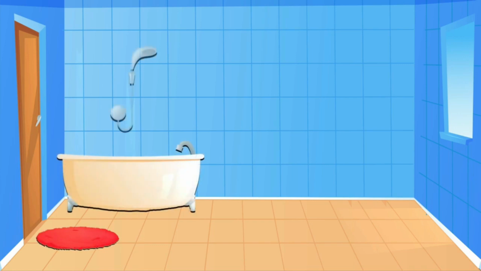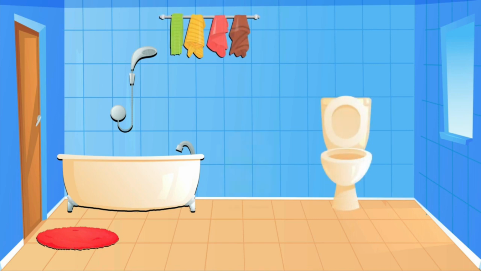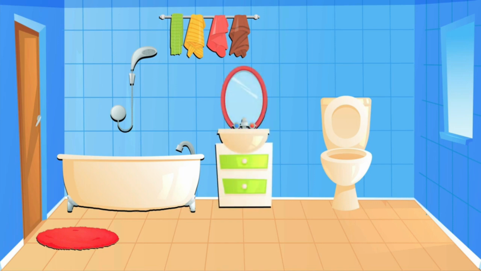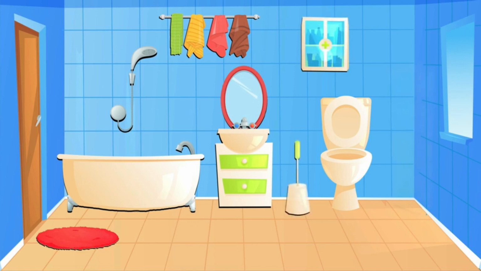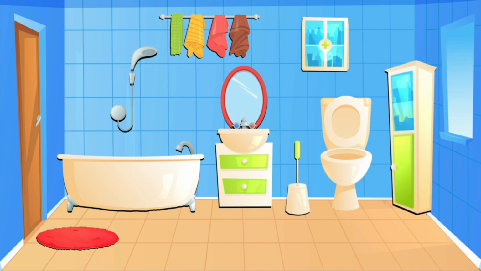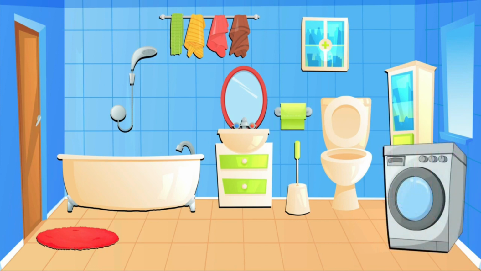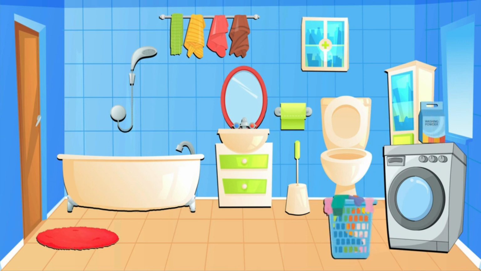Bath mat. Bathtub. Shower. Clothesline. Toilet. Sink. Mirror. Window. Mop. Cupboard. Toilet paper. Washing machine. Washing powder. Laundry basket. Faucet.